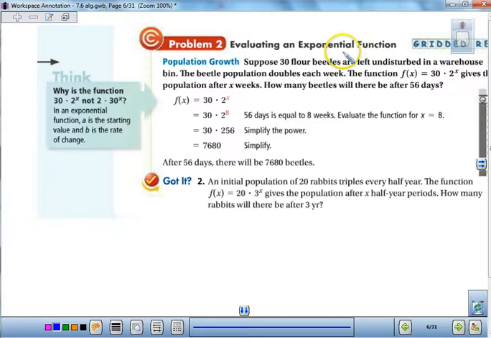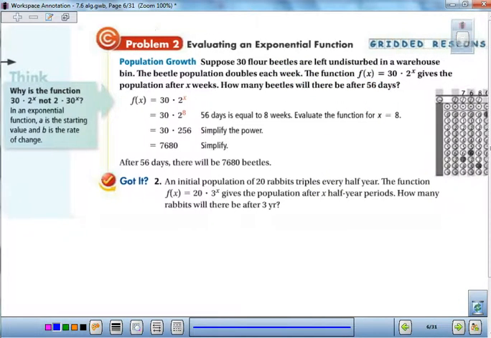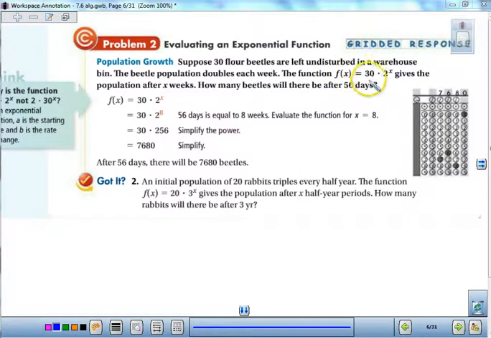In this next one, you're going to be asked to evaluate an exponential function. Population: suppose that we have 30 flower beetles left undisturbed in a warehouse bin. The beetle population doubles each week. So here's the function that we are going to be looking at. f of x is equal to 30, our initial, times 2, because it's doubling, to the x power. It gives us the population after x weeks.